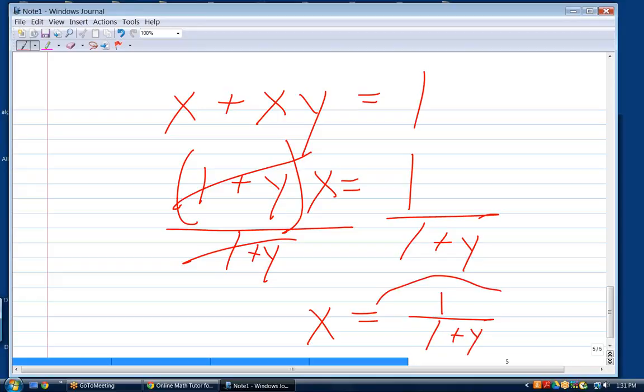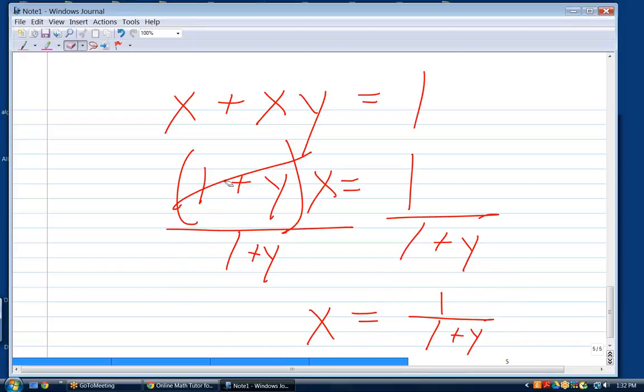And that's simplified. I cannot simplify that further. I cannot break it up into two fractions even. That's not the same as 1 over 1 plus 1 over y. So that's my answer in solving for x.